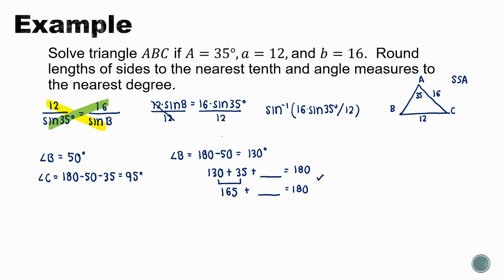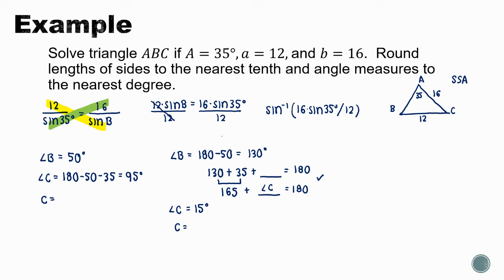If we want to find the measure of angle C in the second triangle, we already kind of have that situation. That blank that I have is that third missing angle. So I have to subtract 165 from 180, and notice that angle C is a 15-degree angle. The last thing I have to do for both of these triangles is find the side C.